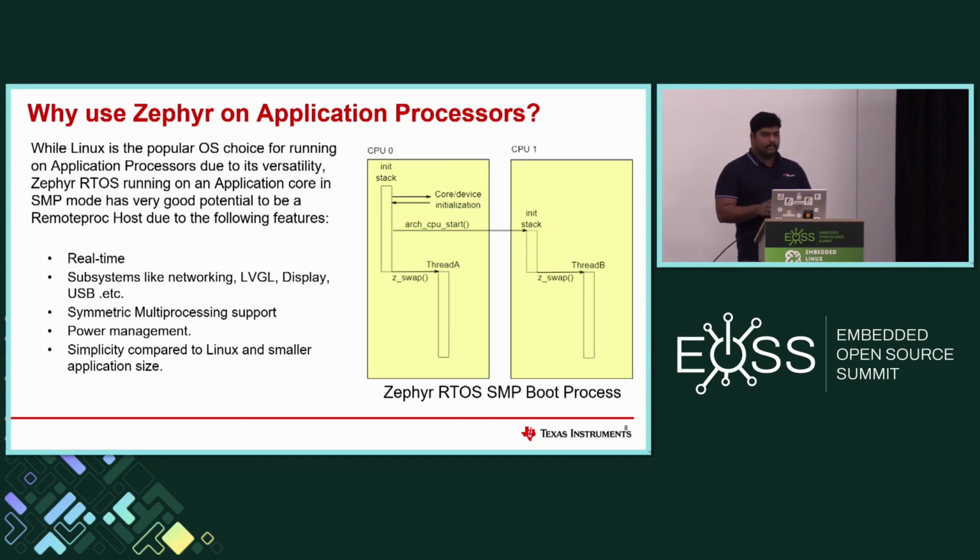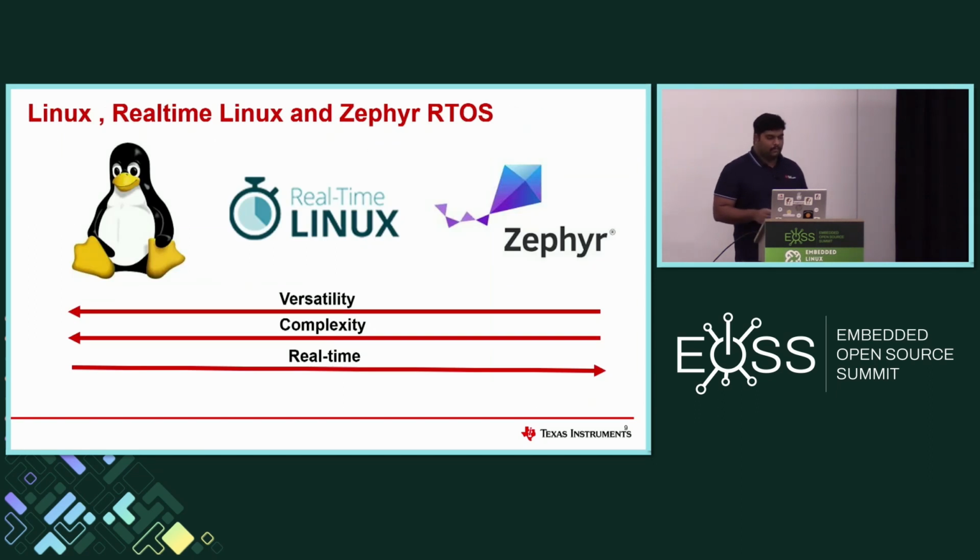So it sits in a sweet spot where you don't want the complexity of Linux, but you want a lot of features that Linux also offers. It's also much simpler to configure and develop than Linux, and you have a much smaller application size. Most of the time, everyone prefers to run Linux as the high-level OS on the application cores.